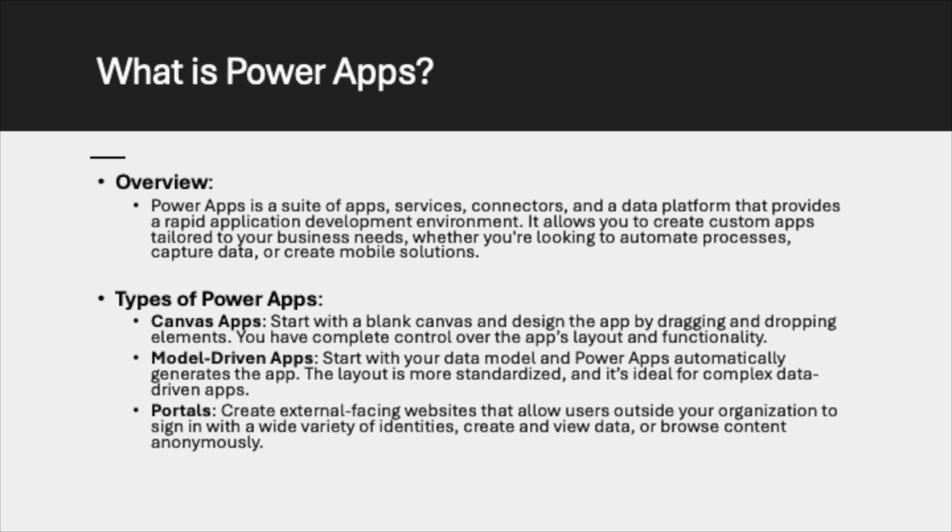Types of Power Apps include Canvas apps. We start with a blank canvas and design the app by dragging and dropping elements. You have complete control over the app's layout and functionality. Then there are model-driven apps. Start with your data model and Power Apps automatically generates the app. The layout is more standardized and it's ideal for complex data-driven apps.